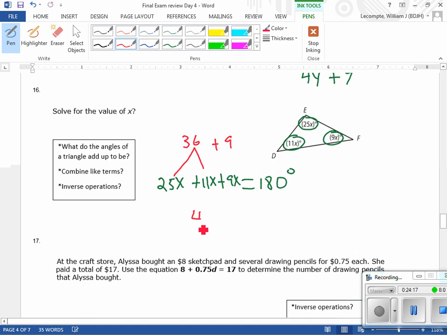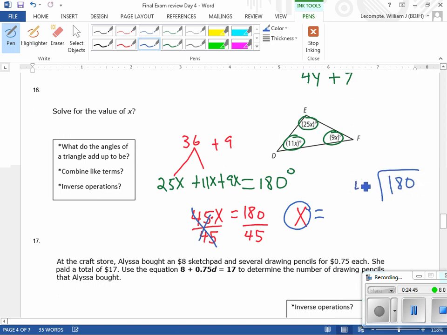How do I get rid of a multiplication? I do the inverse or opposite and divide by 45. And that leaves me with this information going away. I'm left with an x, and it equals, and 180 divided by 45, I'll put the 180 inside, 45 on the outside, and that would be 4. 4 times 5 is 20, 4 times 4 is 16, plus 2 is 18. So my answer is 4.